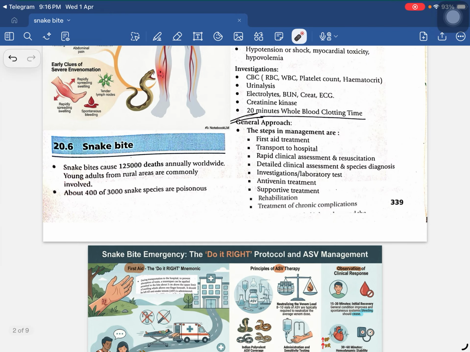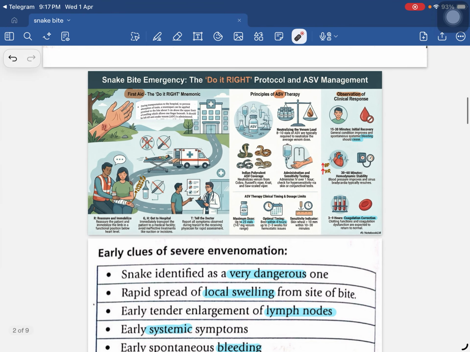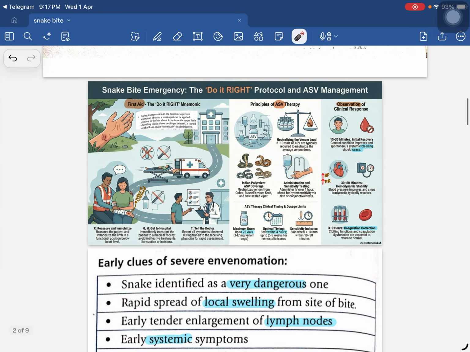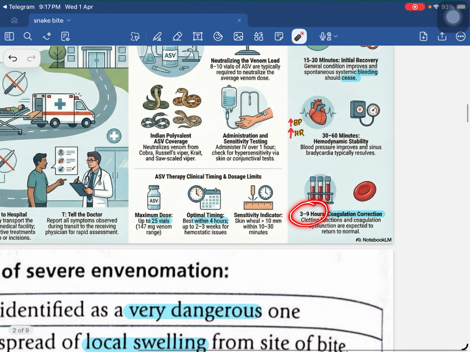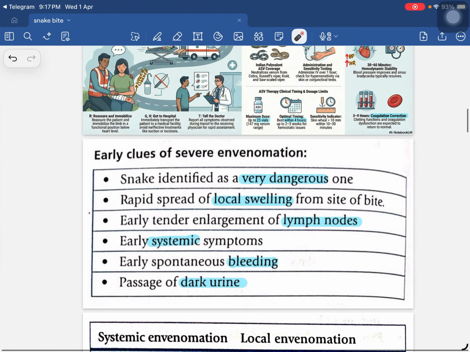Coming to the supportive treatment, rehabilitation and treatment of the chronic complications. To treat the chronic complications you can do debridement, antibiotics, TT injection, and gas gangrene prevention. So all these are the chronic complications. Coming to the observation and clinical response, within half an hour the bleeding should stop, within 1 hour BP and heart rate should improve, and within 3 to 9 hours coagulation correction should occur.